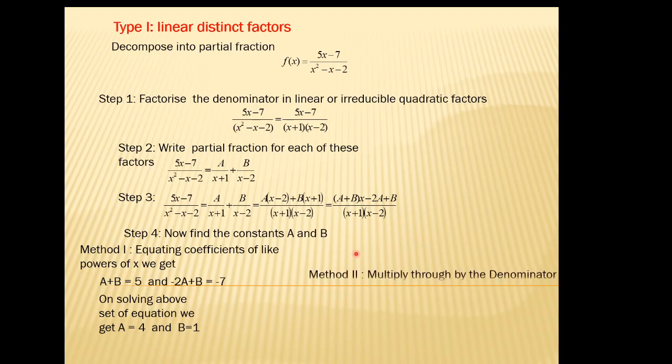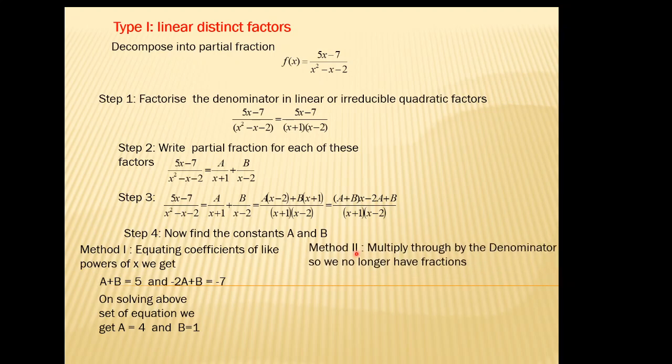Now there is a second possibility, that is, by making the denominator 0. So multiply throughout by the denominator, so we will have no longer a fractional term. What we observe here is that x plus 1 and x minus 2 get cancelled on both sides. So we are left with 5x minus 7 equal to a times x minus 2 plus b times x plus 1.